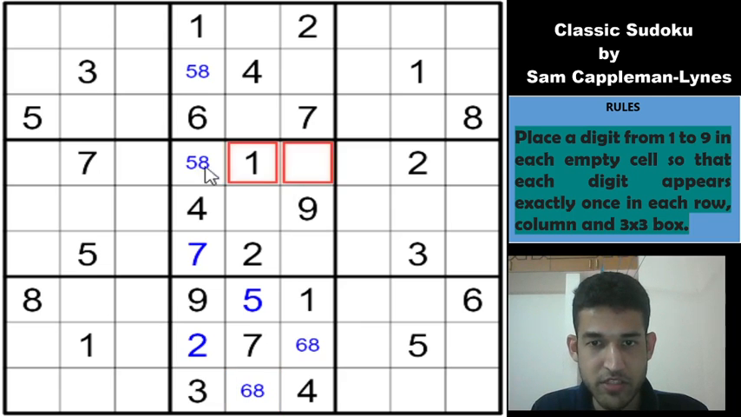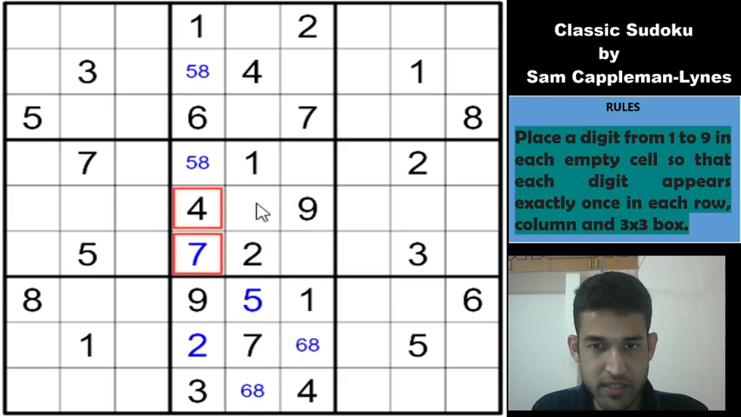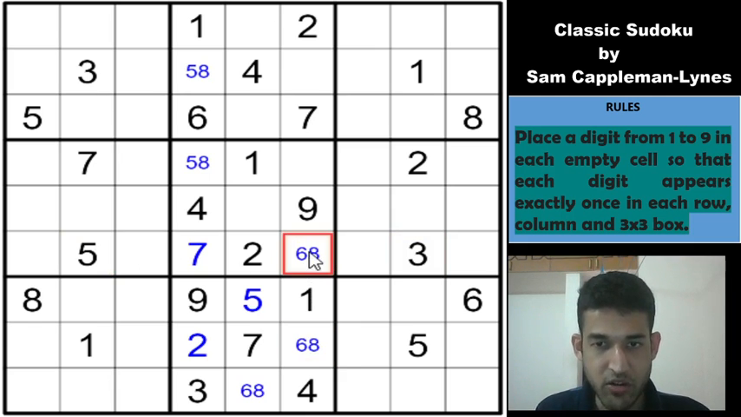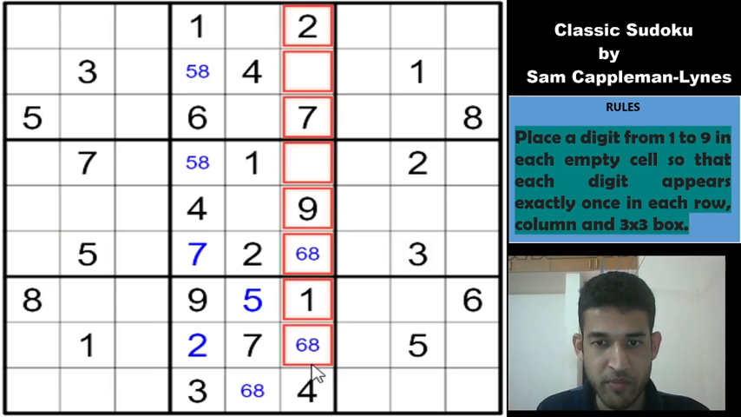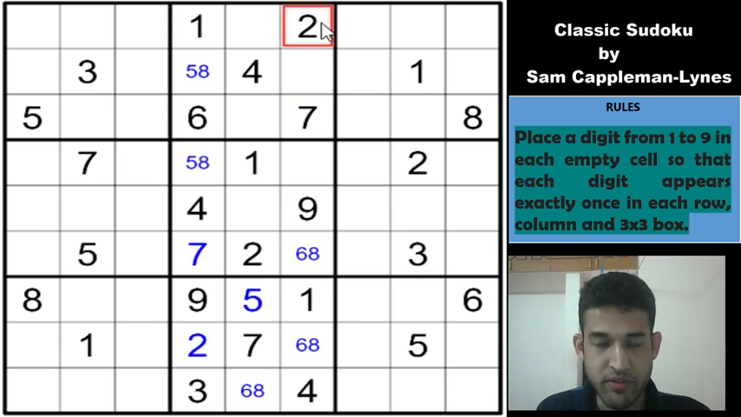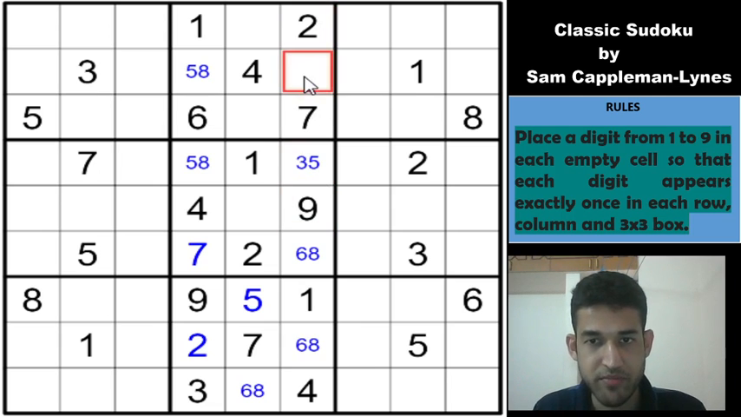So let me look at this box. 1, 2, 9, 4 and 7. Remaining digits are 3, 5, 6, 8. You can't have 3 and 5 here, so this is 6, 8. Which means we have a 6, 8 pair in that column. So let us look at that column. 1, 4, 9, 2 and 7. So remaining digits are 3, 5.